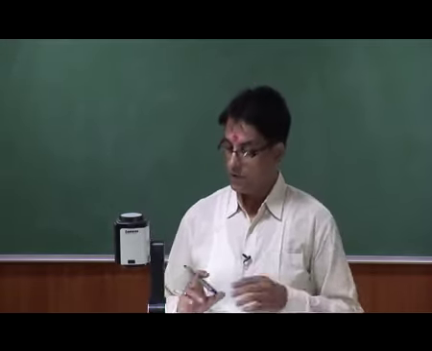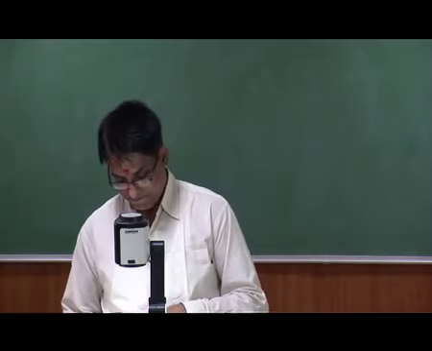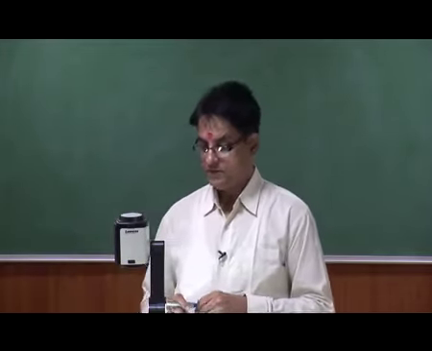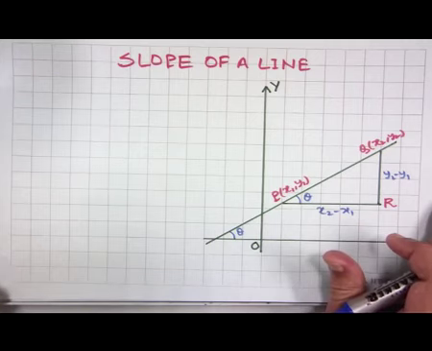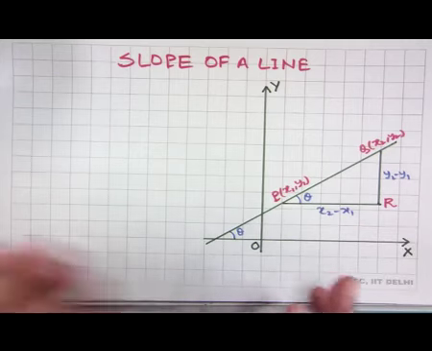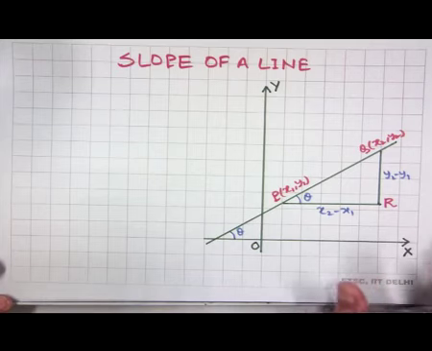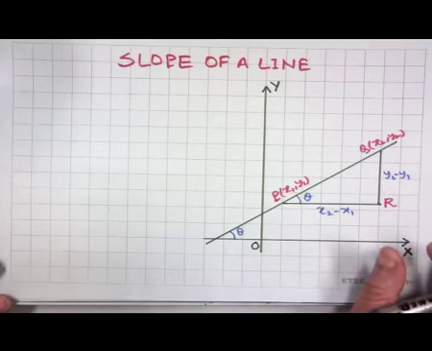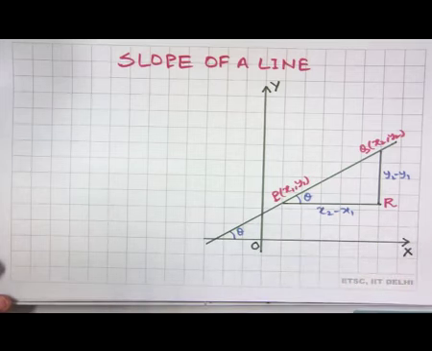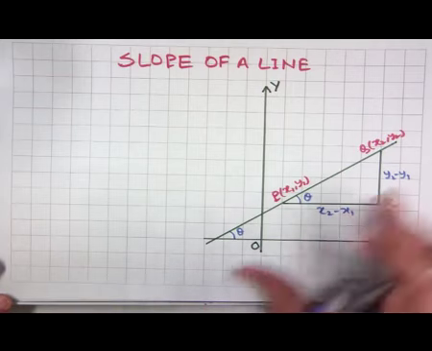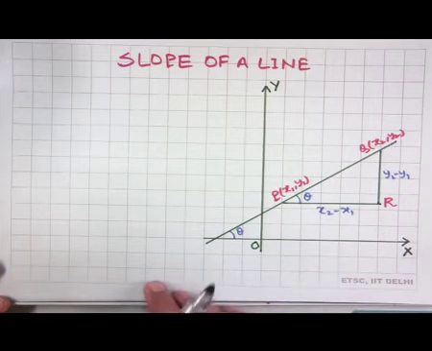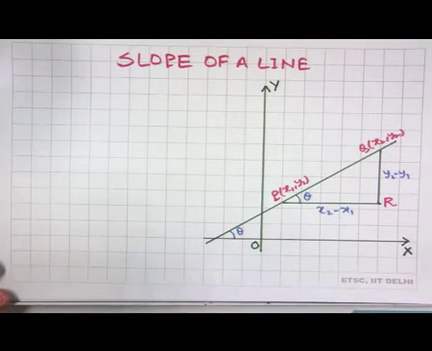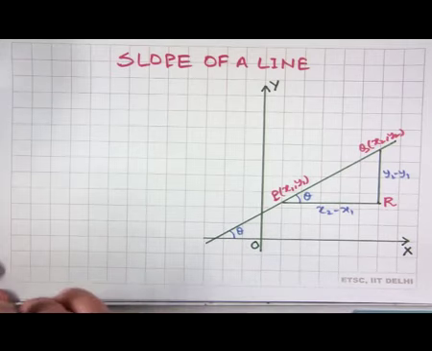Now, a very important concept, that is the slope of a line. What do you mean by slope? Slope means just inclination along the x-axis. So here this line is inclined in the positive direction with the x-axis, and the angle of inclination is theta here.